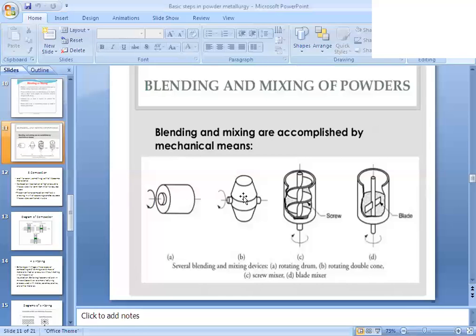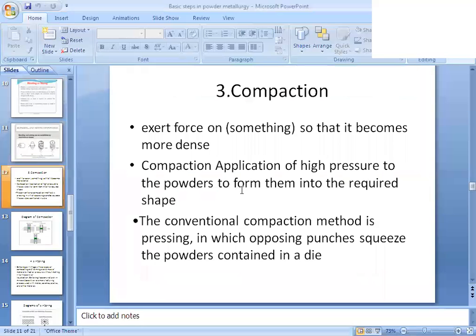Shall I go to the next topic? Okay, this is the third one, a very important topic. I think in powder metallurgy, out of four, the third is very important. Compacting. Compacting, we can also call it pressing.